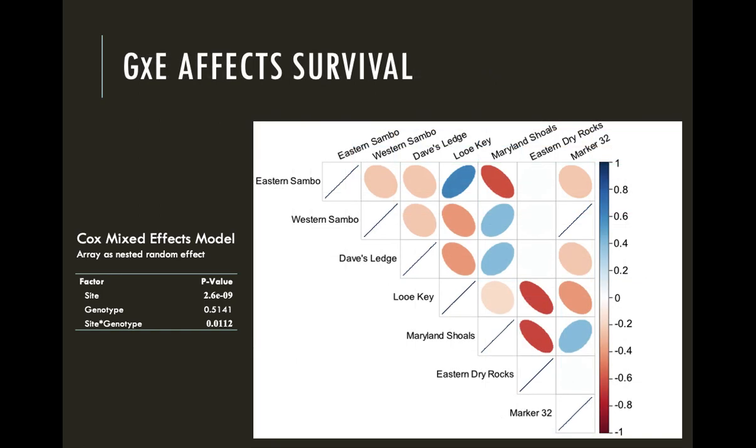This is a correlation matrix. It's saying for each pairwise comparison of sites, how similar are the rankings in terms of survival across the genotypes? Blue would be a strong positive correlation, like it's always the same genotypes that are surviving. So like Eastern Sambo, Looe Key, we see the same genotypes surviving at each of those. Red is a strong negative correlation, like it's totally not predictable. Different ones are surviving at each combination of sites, even though on average they're all doing okay.